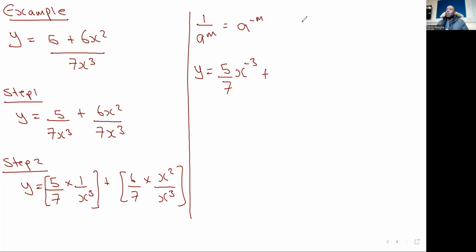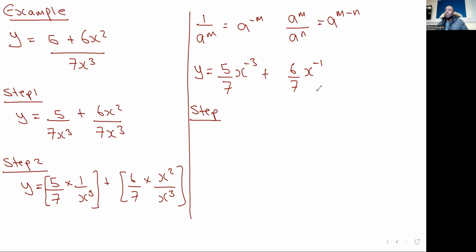Now this one as well, I'm applying the same division law, where a raised to power m divided by a raised to power n is equal to a raised to power m minus n. So this is now going to give us 6 over 7 x to the power 2 minus 3, and that will give us minus 1. Okay, so you're going to subtract the power. So 2 minus 3 will give you minus 1. Then step 3 now, we have to differentiate.